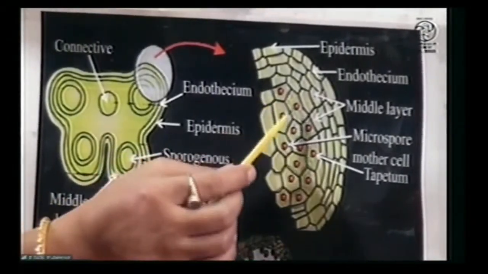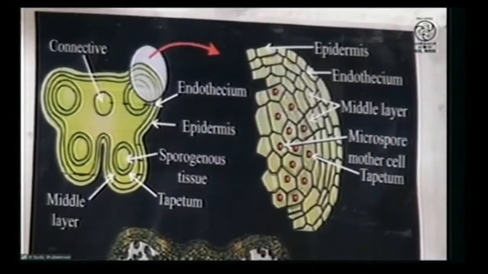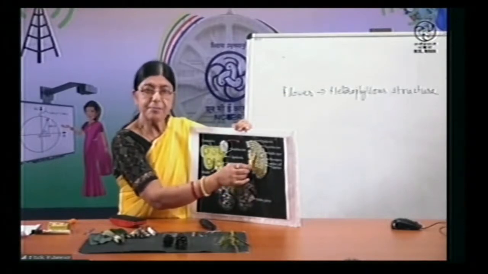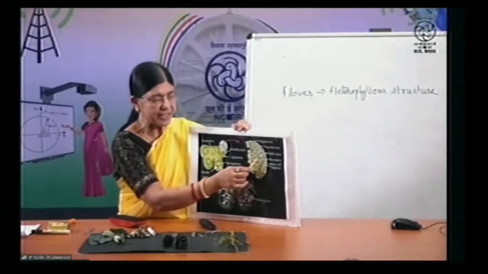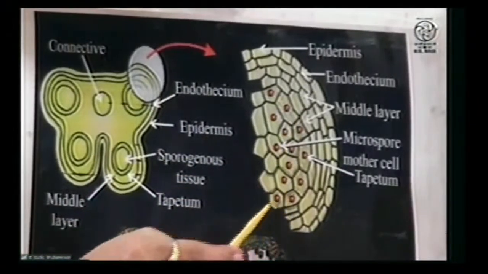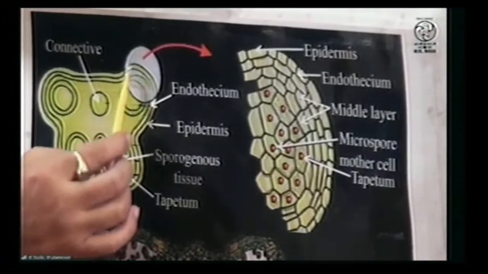Ma'am, when you said middle layer, it could be 2 or it could be 3. So it depends on the different flowers, or the female or male part? No, here we are discussing only the male part. In the female it's completely different, which we'll discuss later. It depends on the species, where it will be 2 layered and where 3 layered. Now this tapetum layer surrounds the microsporangium.